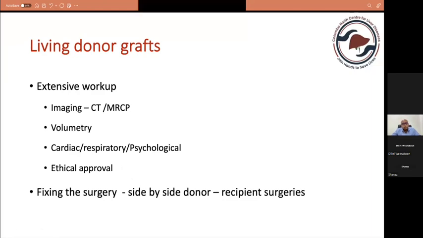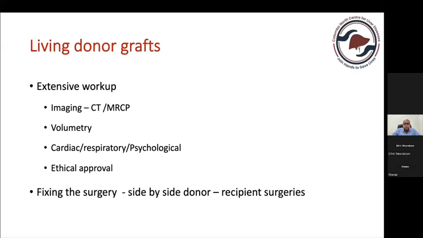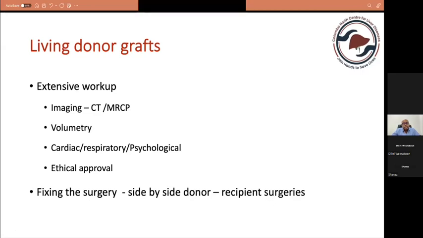And then once all this is done, we fix the surgery, where the donor and the recipient are done side by side simultaneously. In our experience, we had to work up about 3 donors for each living donor liver transplant we have done, because the donors were rejected because of abnormal biochemistry, abnormal anatomy, or other ethical issues. But in our limited experience, transplanting with living donors has been more successful than with split liver grafts.